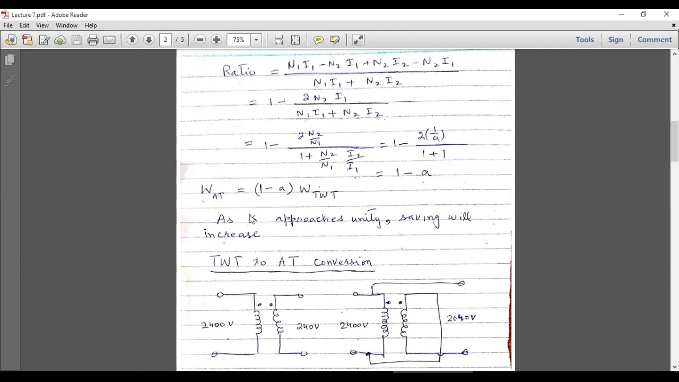By mistake, I have written K over here. Actually, it is A. So as this A approaches unity, saving will increase. So when this A is high and close to unity, this weight of copper in auto transformer will be further reduced. If this A is small, then if A is zero, then weight of copper in auto transformer will be equal to the weight of copper in a two winding transformer.